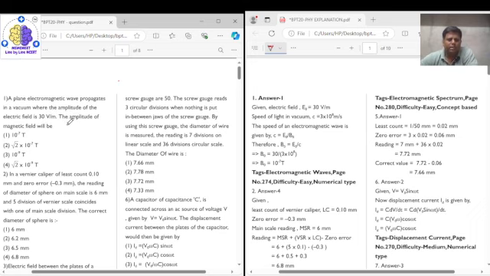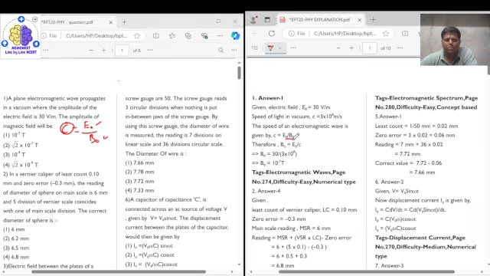So see, for electromagnetic wave, c is equal to E naught upon B naught, that is the peak value of electric field upon peak value of magnetic field. That is equal to the speed of light c. So using this formula, here we can see the calculation.